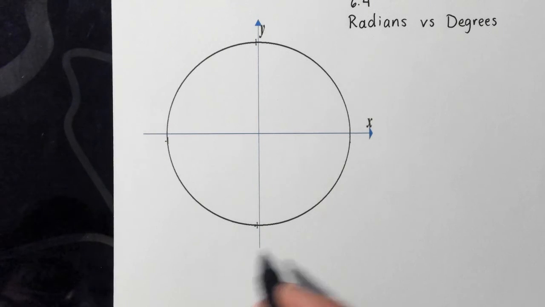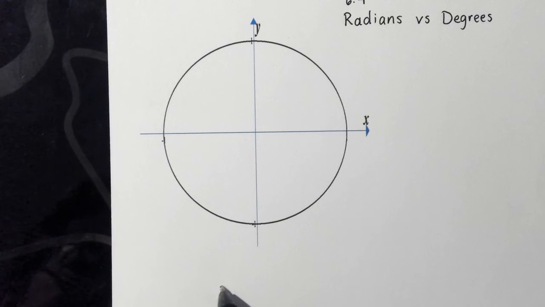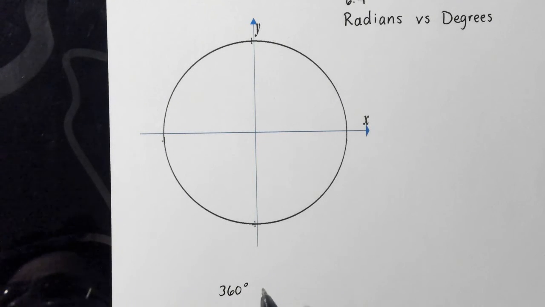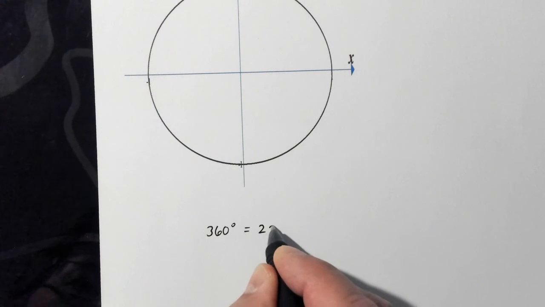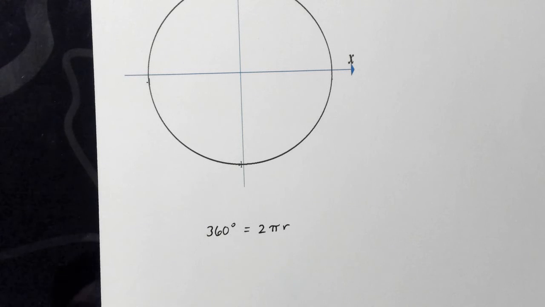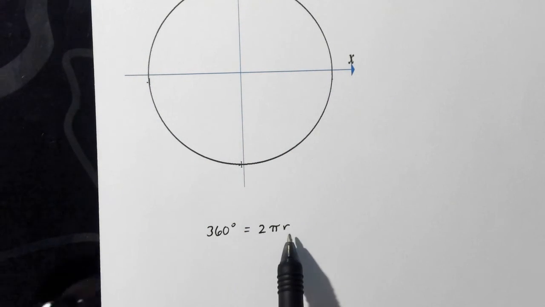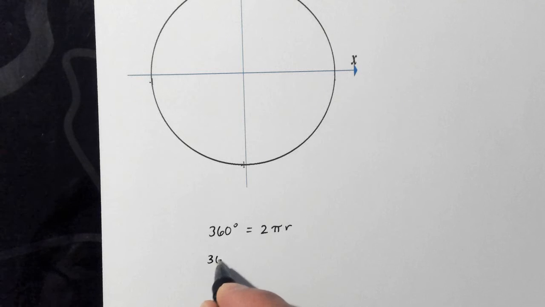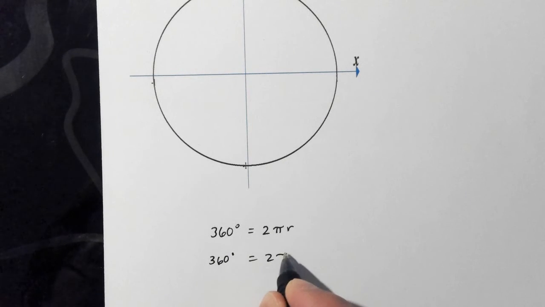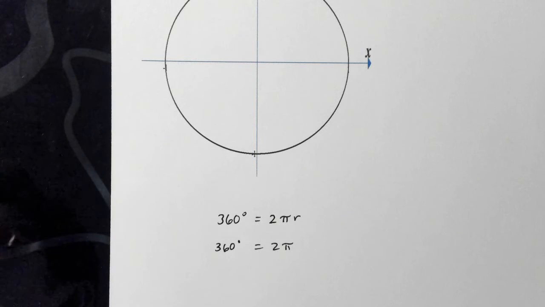So basics. We know that one revolution around any circle is 360 degrees. Doesn't matter the size of the circle. We know that the circumference of a circle is equal to 2 times pi times the radius. Oh, radius and radian. Why do those words sound the same? Okay, and since we're dealing with the unit circle, we know the radius is 1. So, replace that r with a 1. You get this basic equivalence.